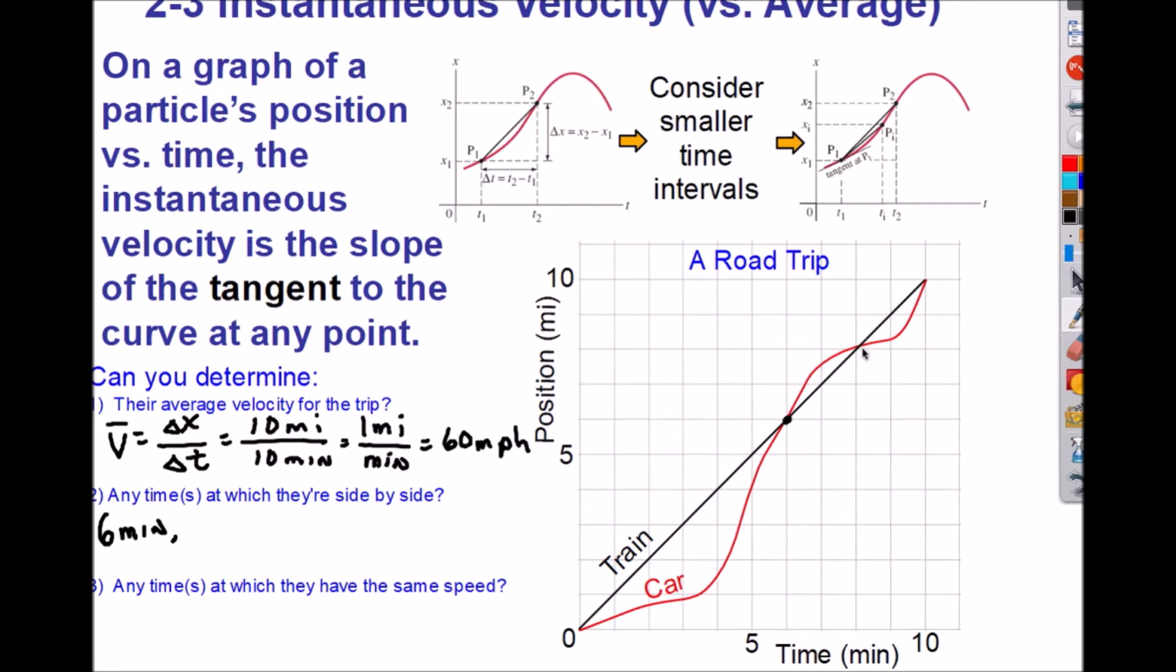The train starts to overtake the car there. It looks like at a time, rather, of about maybe 8.1 minutes, somewhere in that area. I'm just going to round it to 8. It's close enough. And then, of course, right at the very end, at 10 minutes.